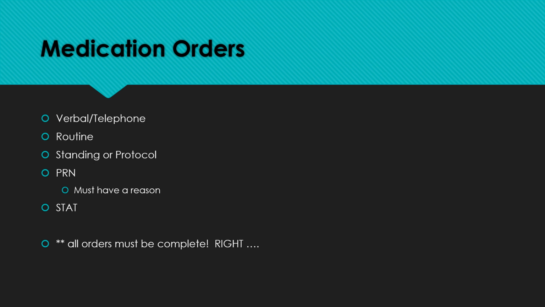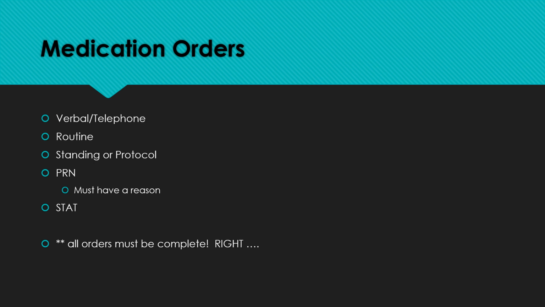Routine orders. These are most common. This is what the provider is going to write, and it's going to stay that way until discontinued or until a specific date. A standing order may also be known as a protocol. These are orders that providers put in place so that if a client changes or if something happens, you as the nurse can now institute whatever medications may be needed based on the client's condition.